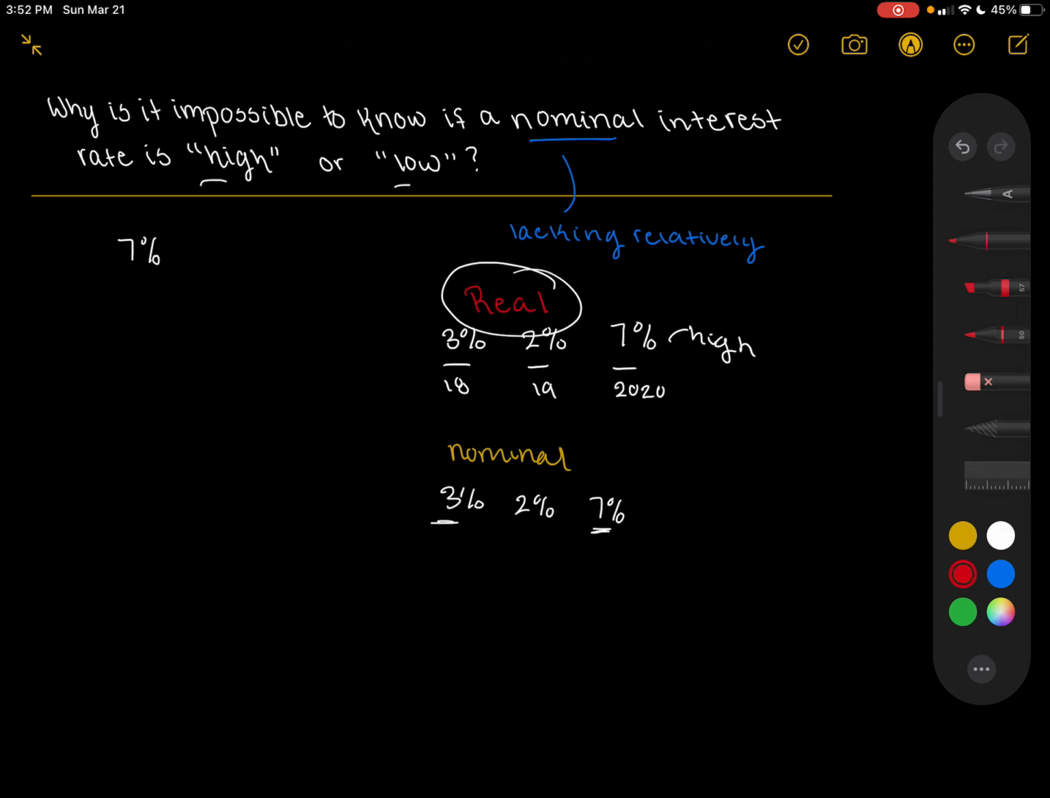And essentially it really just comes down to the fact that it's lacking any sort of relativity. We need to be able to compare it to something by saying that it's higher than or lower than something. So this lack of relativity is really the problem that we run into with nominal interest rates.